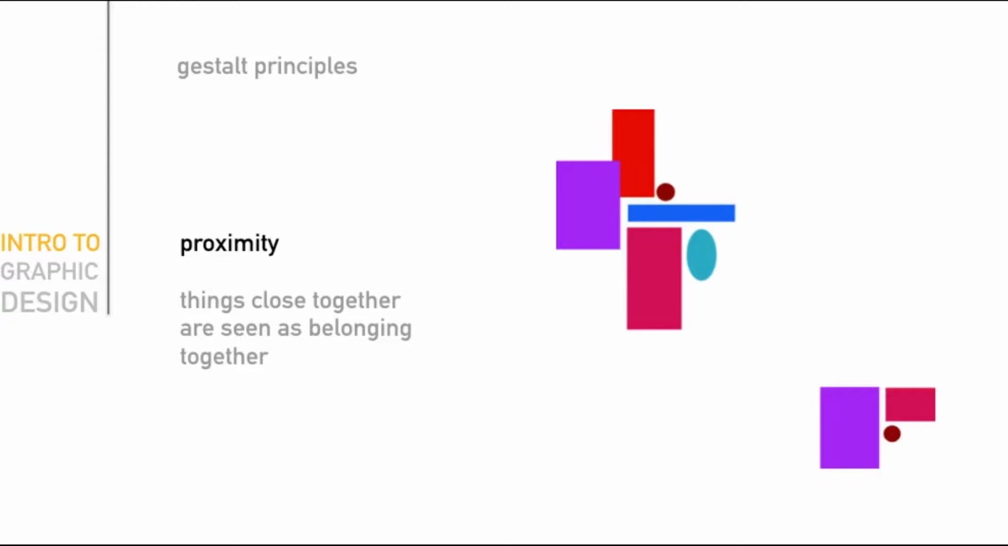The idea of proximity is kind of the same way. Things that are close together become one thing, and we understand them as belonging together, even though they may look different. So here we're seeing this grouping, and then there's a large gap of white space, and then there's this grouping. So these three belong together, and these six belong together.